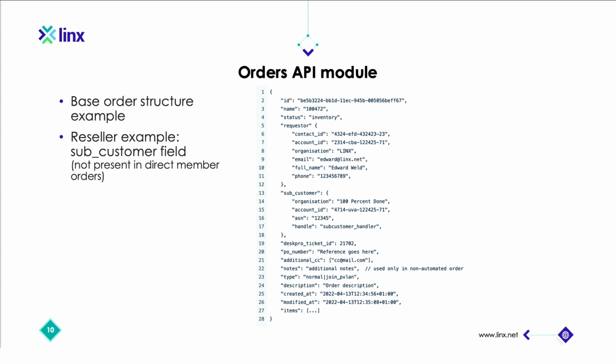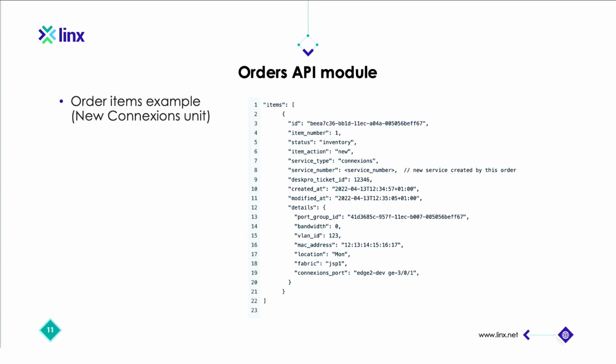And then you have items. And the items, you can see a breakdown here. These are actually the order items related to the order. And as you can see here, this one is an order for a new connection. So it's a connection port unit on a reseller port on behalf of a sub-customer. And this contains all the information needed to actually deploy that service.